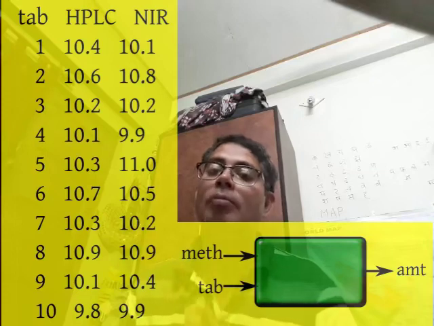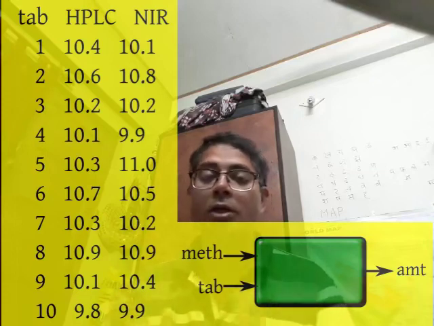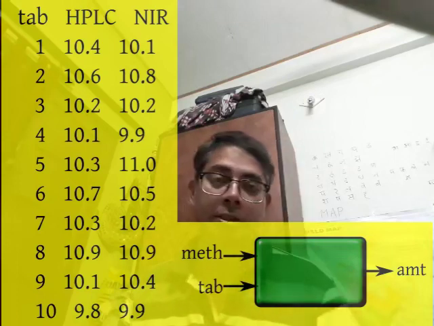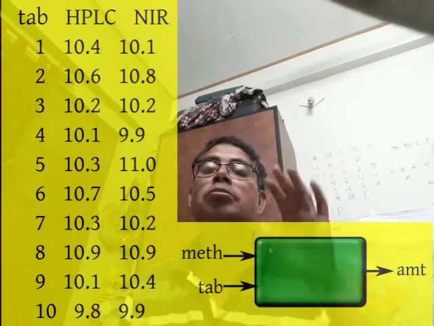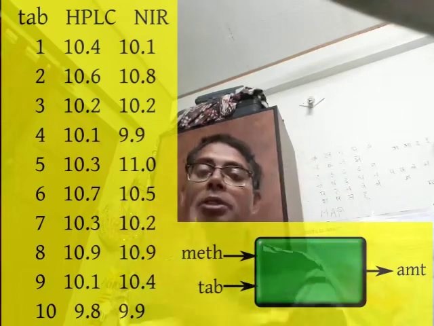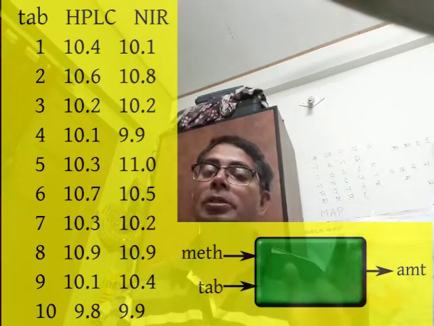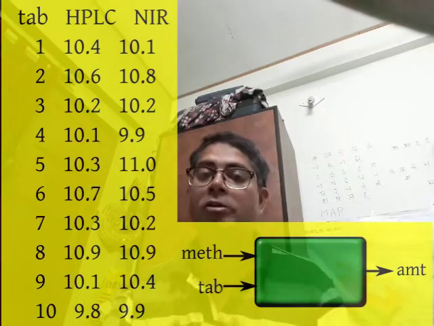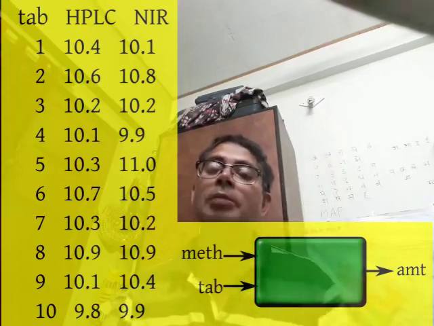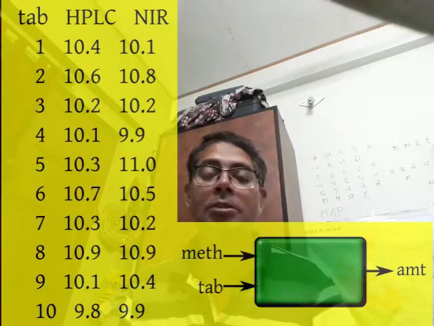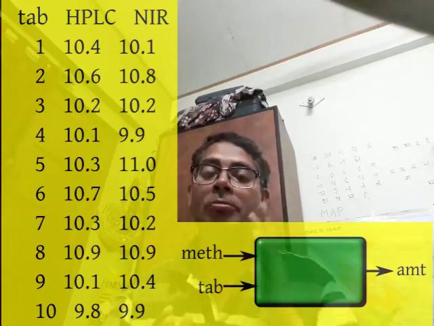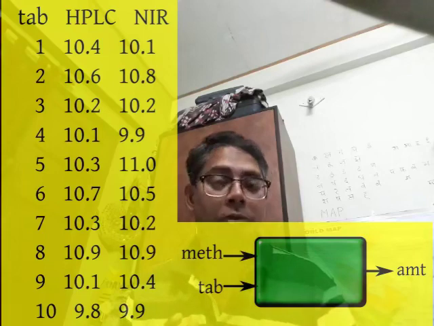In one column we will have all the tablet names. In one column we will have all the amounts. And in another column we will have all the methods. So we need to have a matrix which is 20 by 3. 20 because we have 20 measured things. That will be the amount column, followed by the method column, which will be HPLC 10 times, followed by NIR 10 times, followed by the tab thing, which will be basically 1, 2, 3, 4, 5, 6 up to 10, then again 1, 2, 3, 4, 5, 6 up to 10.